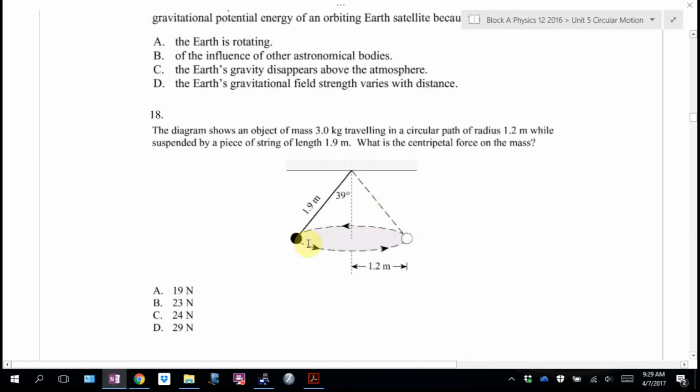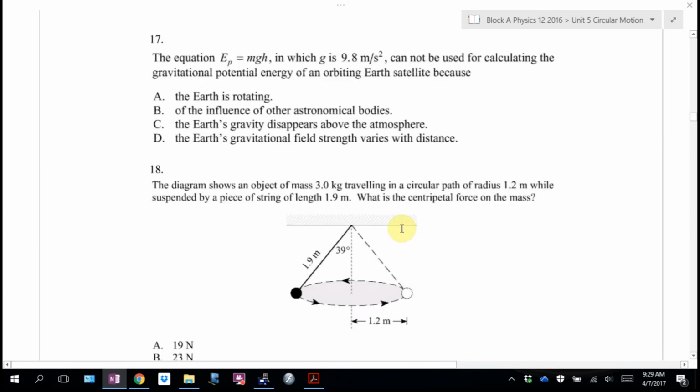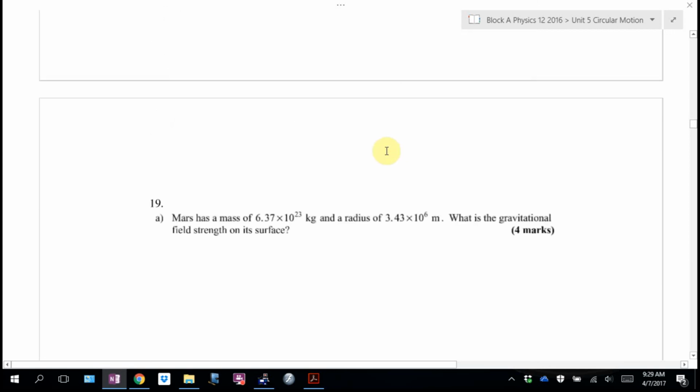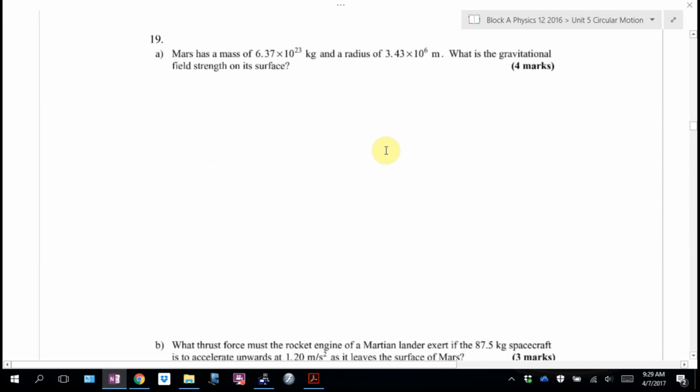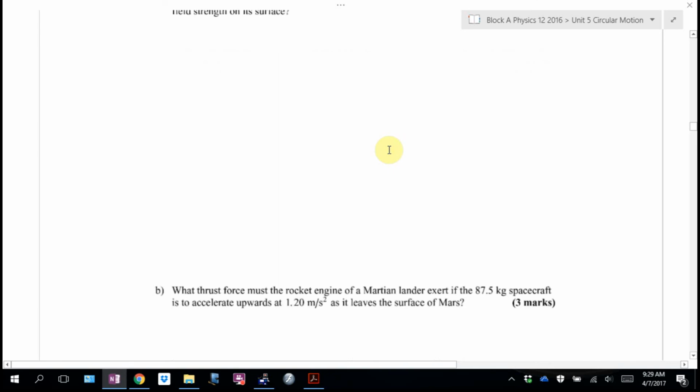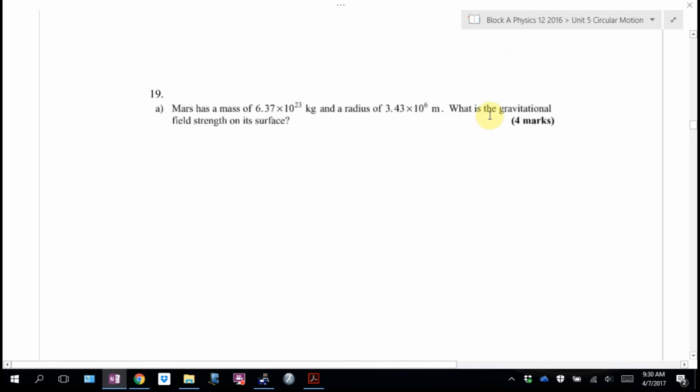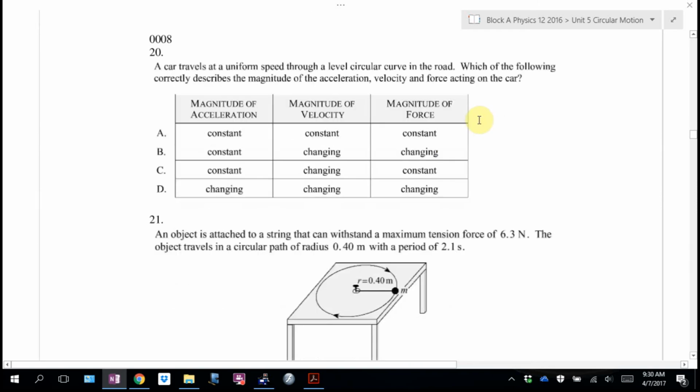So yeah, the conical pendulum is not going to be on there, Connor, so 18 you don't need to worry about. Seventeen is great conceptual. Hopefully you know the answer to number 17: why we can't use 9.8 everywhere. 19A is good. 19B is actually physics 11, but 19A, finding the gravitational field strength using little g, our cosmic little g. Twenty is good.